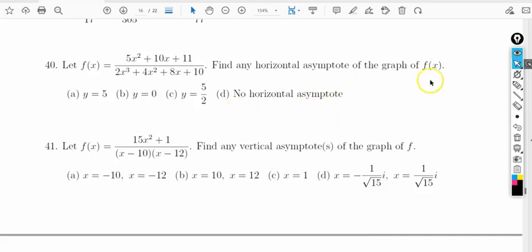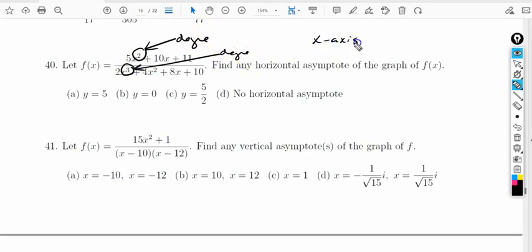Okay, find any horizontal asymptote of the graph. You have to know the cases. The degree of the numerator is 2. The degree of the denominator is 3. If the degree of the numerator is smaller than the degree of the denominator, then the x-axis is the horizontal asymptote.